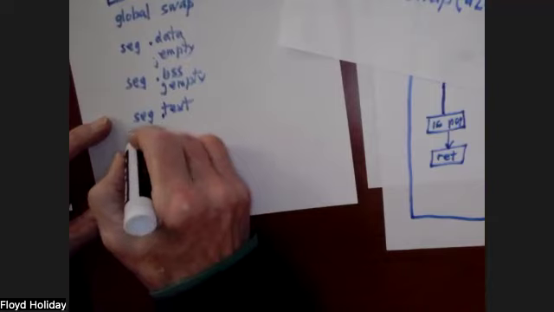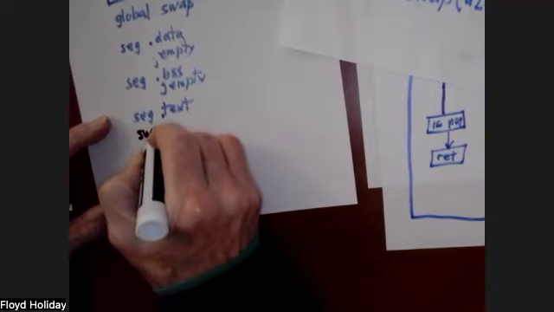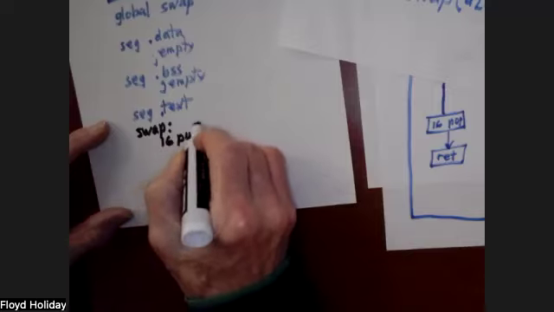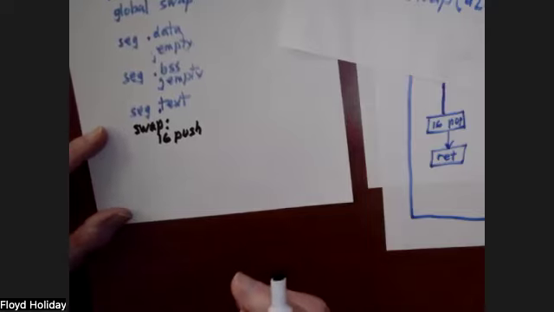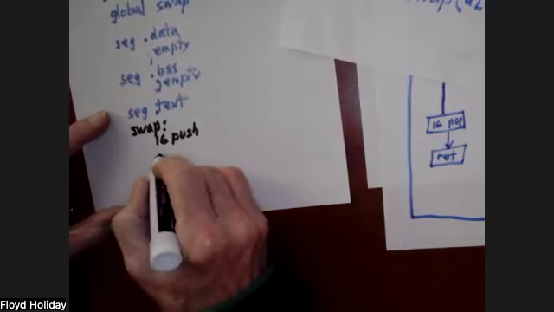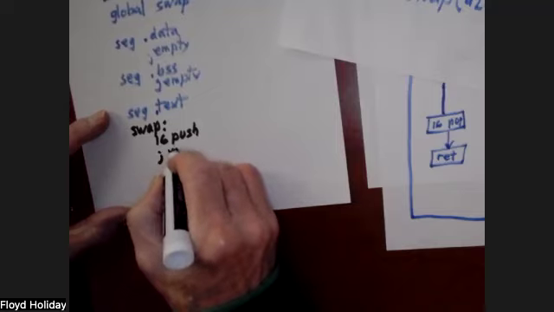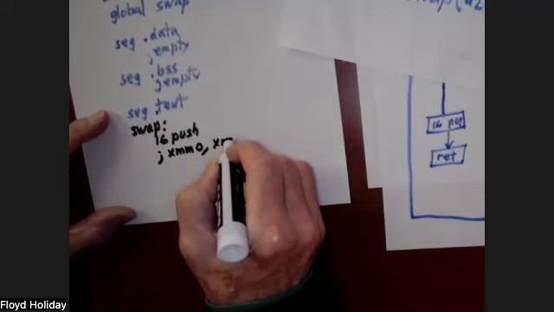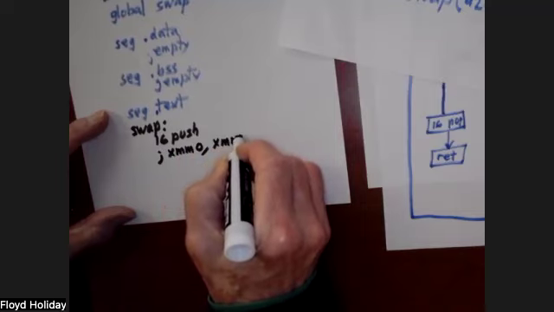When execution begins, oh, here's swap, SWAP. When execution starts, I know there's 16 pushes, but that's not our interest. The two registers XMM0 and XMM1 arrive holding two numbers. I'll make that a comment. XMM0, XMM1. Is this going to work?